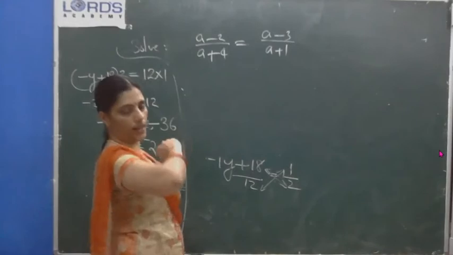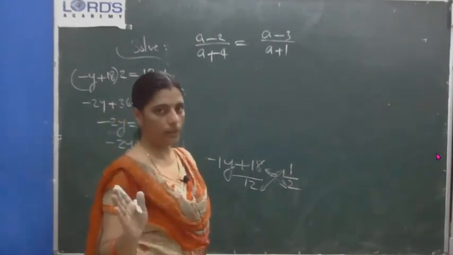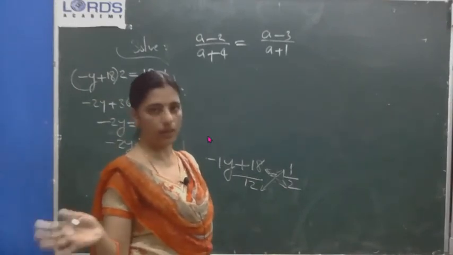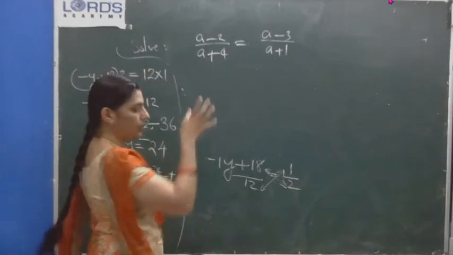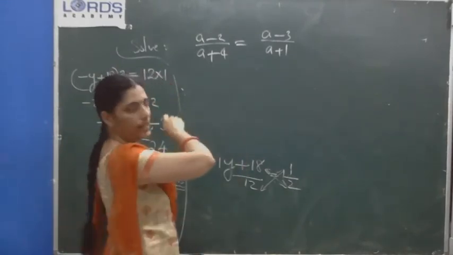Okay. Anyway, the answer is correct. I am noting down who all are responding, who all are not responding, who all are not attending the class. We have a record here. So whenever you get the chance, you respond. Okay. Here A is the variable.